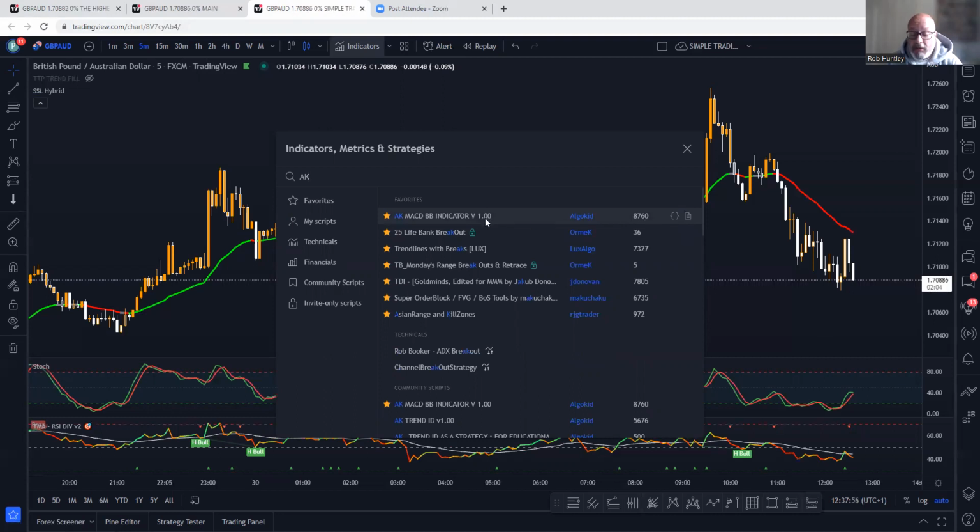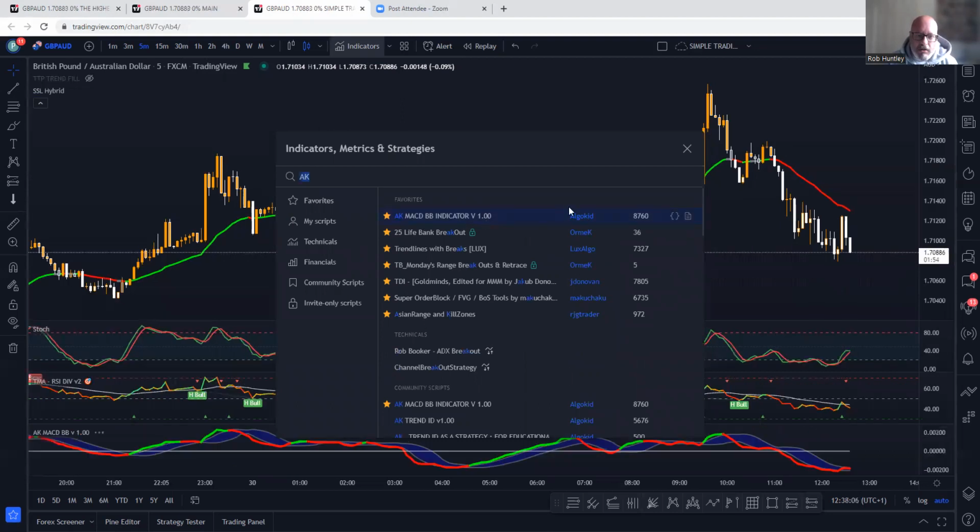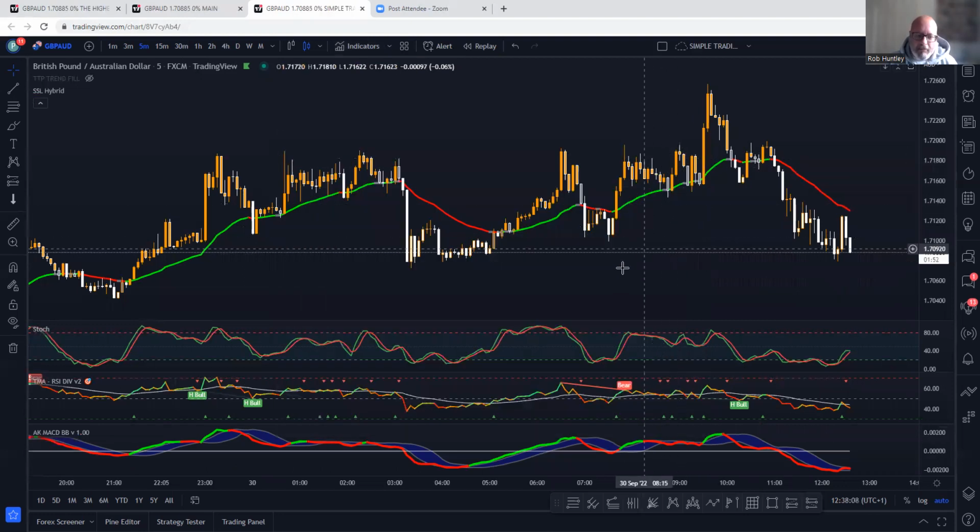So a decent number of people have favorited this moving average MACD, moving average convergence divergence indicator. So we're going to add that to the chart as well, and by default it comes up like this.